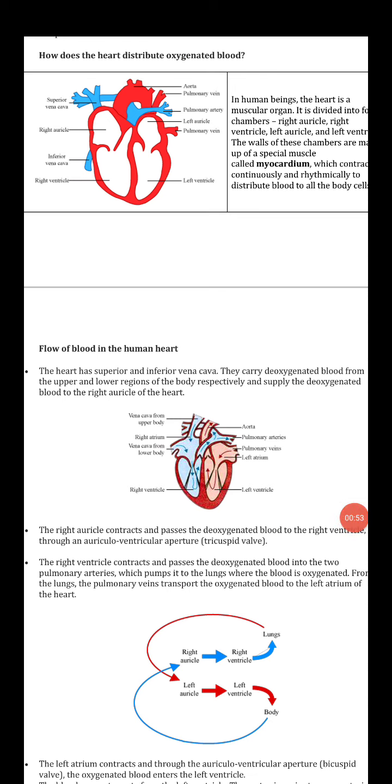Before starting today's class, you must know one thing: the heart is the main organ in our body by which our whole blood system is circulated. So before knowing how blood is circulated all over the body, you should know the heart structure. First you have to know what is the structural configuration of the heart.